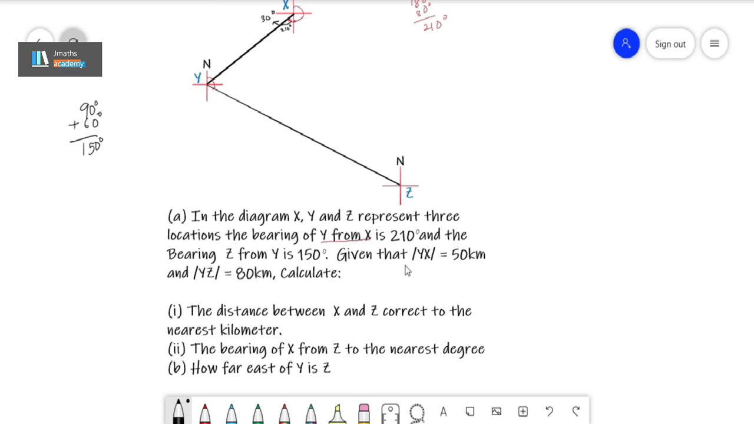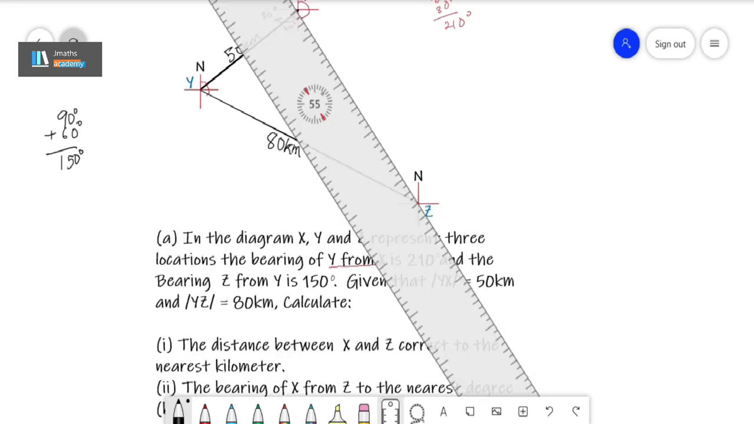So next in our question, they said given that YX is equal to 50 kilometers, so this side is 50 kilometers, and YZ is equal to 80 kilometers. So we have here 80 kilometers to show the distance from Y to Z. So now let's complete this diagram. Then we'll connect from point X to point Z, and the distance is unknown.